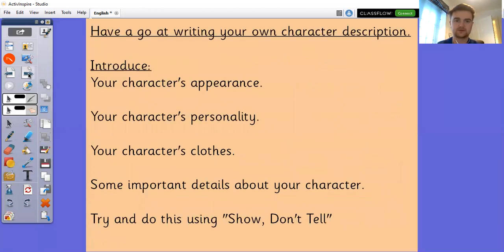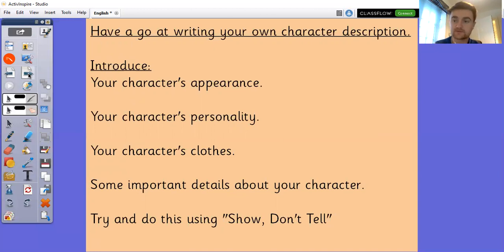So your task today is to have a go at writing your character description, just like mine. And some things for you to introduce: your character's appearance, so what they look like, bits about your character's personality, bits about what your character likes, your character's clothes, how do they dress, that sort of thing, because that can also give an insight into their personality as well. Some important details about your character. Is there anything that the reader needs to know about your character that doesn't fit snugly into any of those other bits? This is the time to try and get that in.